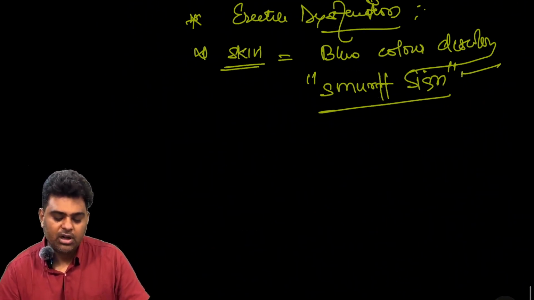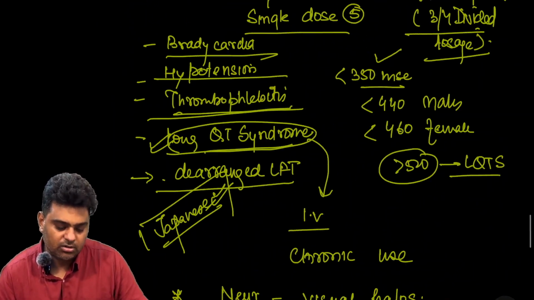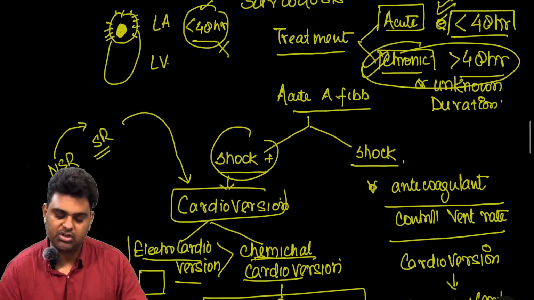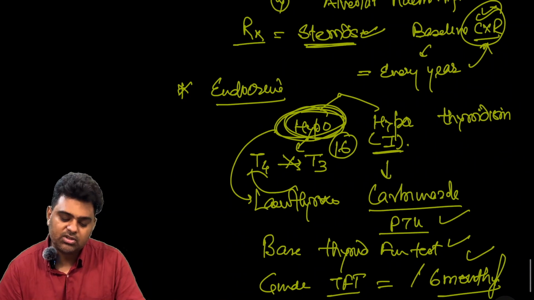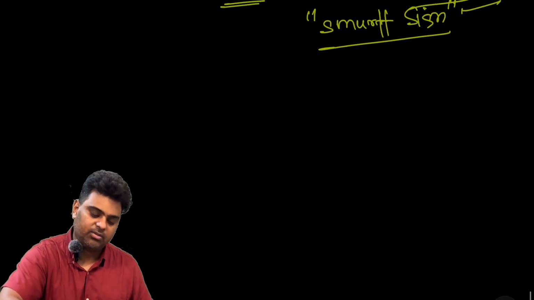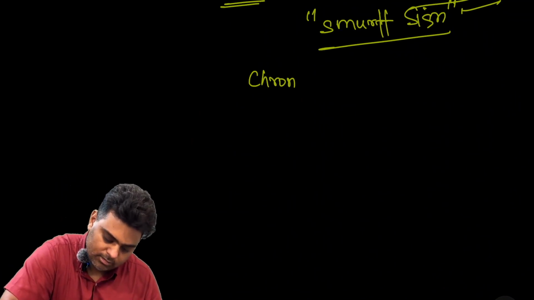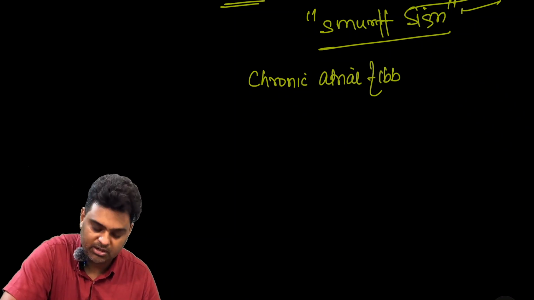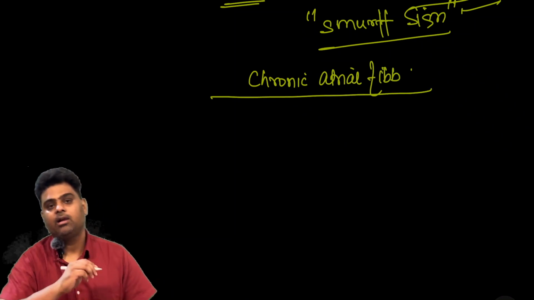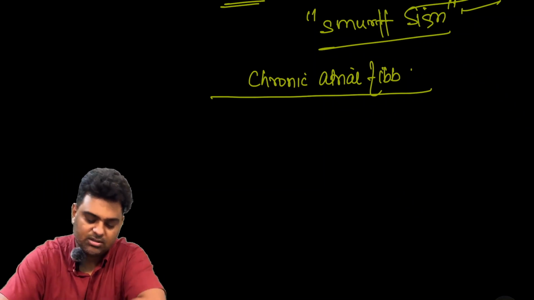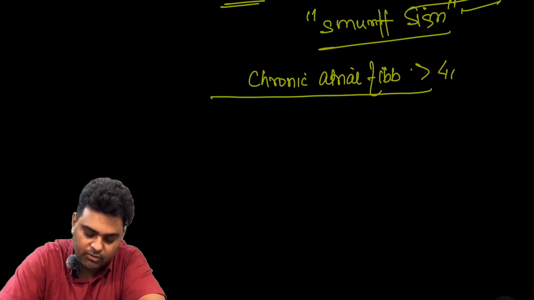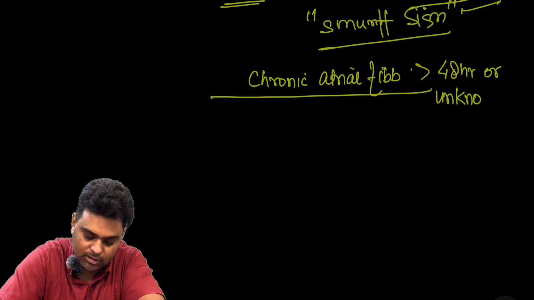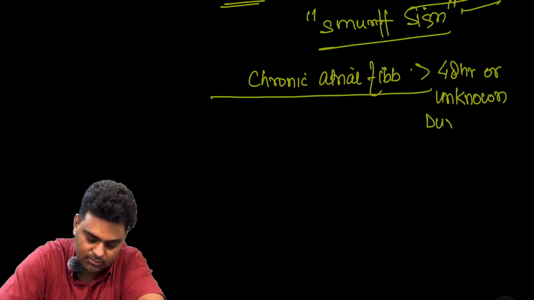Now we have seen the treatment in cases of acute atrial fibrillation. Now what will you do in case of chronic atrial fibrillation? Chronic atrial fibrillation, that is more than 48 hours or unknown duration.